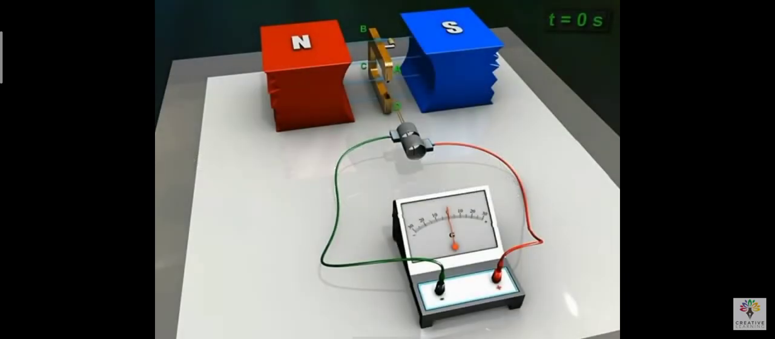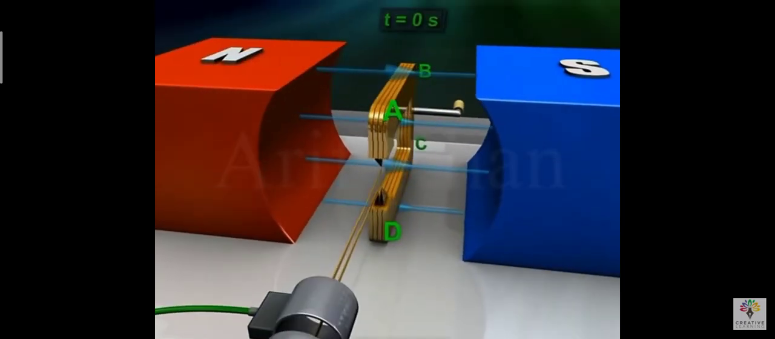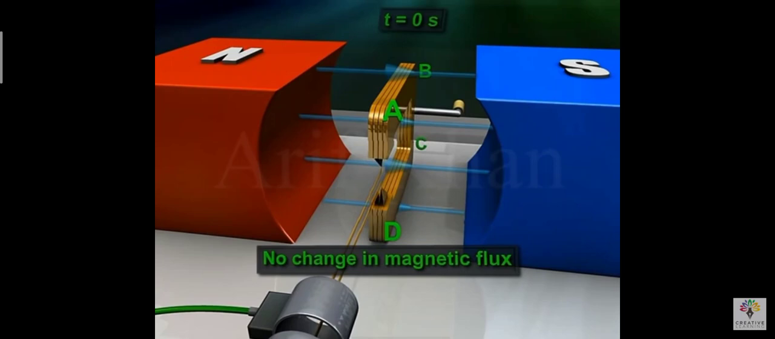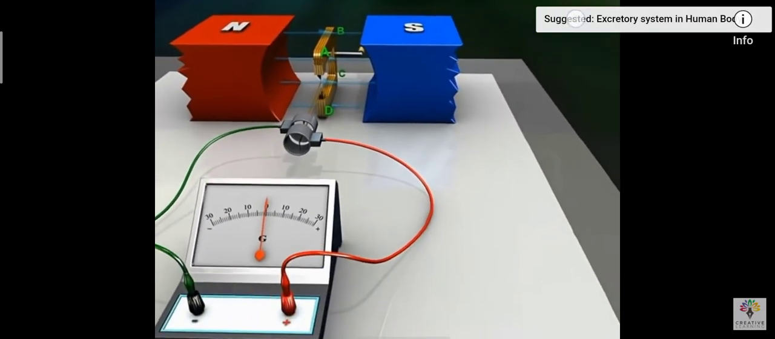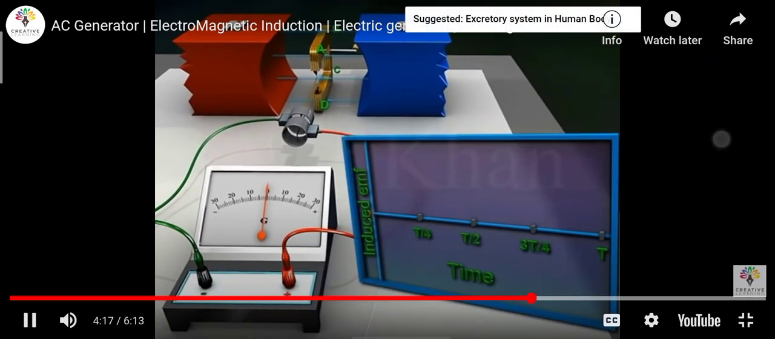Graphical representation of induced EMF. Suppose the armature takes t seconds to complete one rotation clockwise. At time t equal to 0 seconds, the armature ABCD is vertical with arm AB up and arm CD down. At this position, when the armature rotates, the rate of change of magnetic flux is momentarily 0. Hence, the induced EMF at this position is 0.